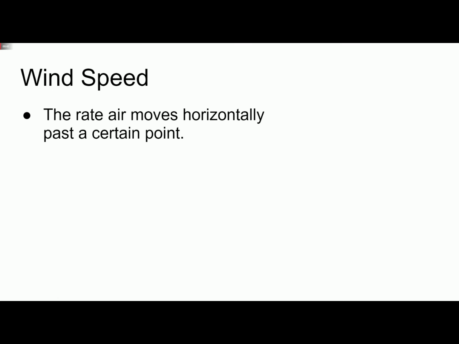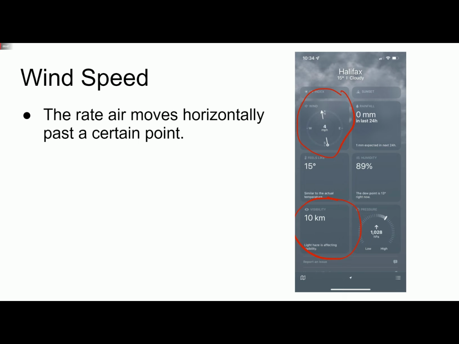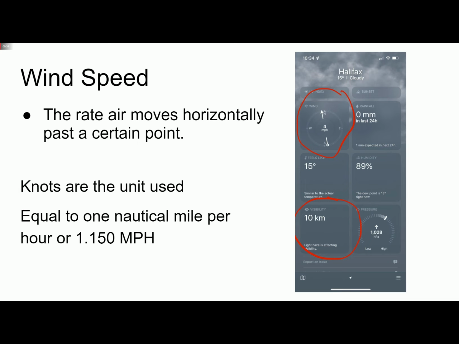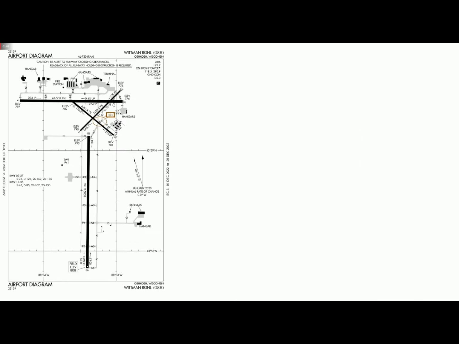Wind speed is the rate at which air is moving horizontally past a certain point. On any non-aviation weather service, you may recognize this as miles per hour or kilometers per hour. However, in aviation, knots are the unit used in place of miles per hour or kilometers per hour. They are equal to 1 nautical mile per hour or 1.150 miles per hour.